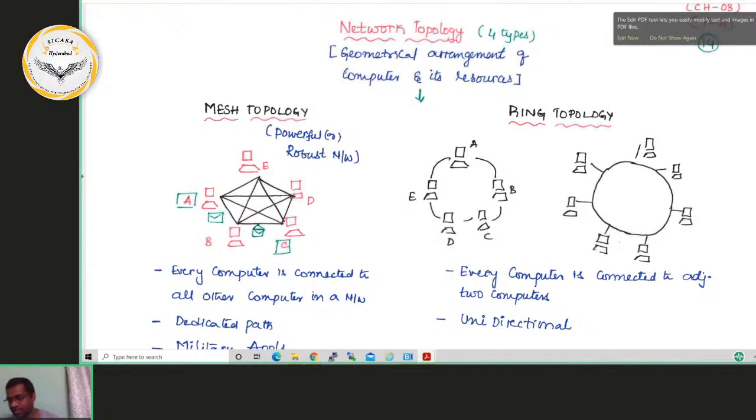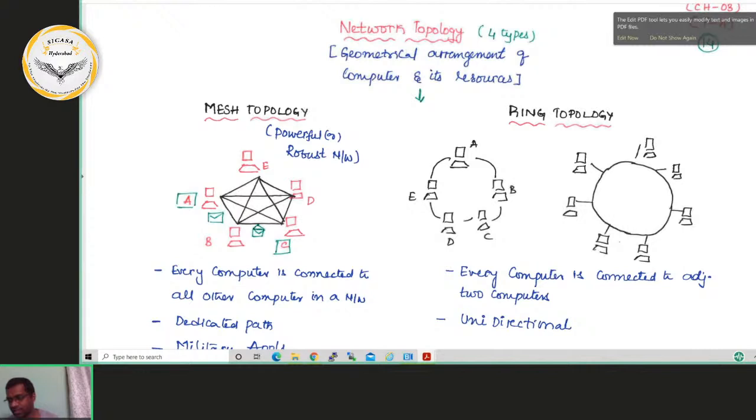Now let us move to the next concept: transmission modes. So what do you mean by transmission modes? Transmission modes always deals with the direction of flow of data. Always this particular transmission modes deals with in which direction the data is flowing. How many types of transmission modes we have? We have 3 types of transmission modes.